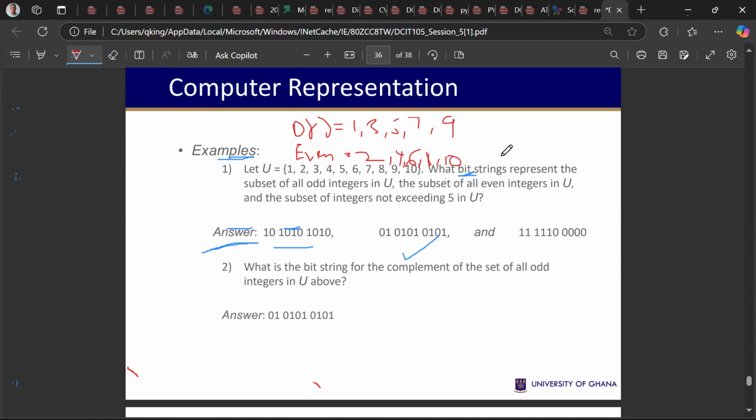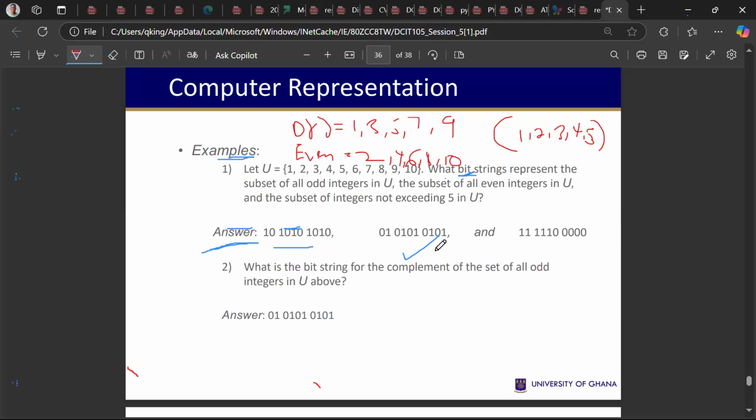And then the last one is the subset of integers not exceeding 5. That one we know is 1, 2, 3, 4, 5. Not exceeding 5 means less than or equal to 5. So now we have stated all the elements necessary for the question.